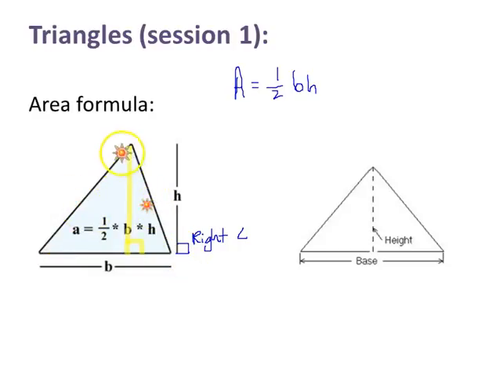Again, sometimes your height might not be one of the actual legs. We can draw in the height from the vertex down to where it creates a right angle with the base. Here on this triangle, we see that this leg and this leg are not the height. Instead, the height is drawn down from the vertex to create that right angle with the base. That's what's really important about our height: the height must form a right angle with the base.